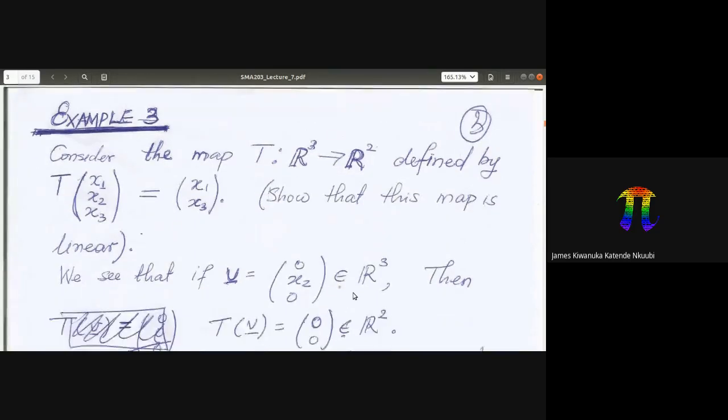So here is another map from R3 to R2, which is defined as follows: T of (x1, x2, x3) is sent to (x1, x3). So again, this is a linear map. There's an exercise for you here to show that this map is linear.